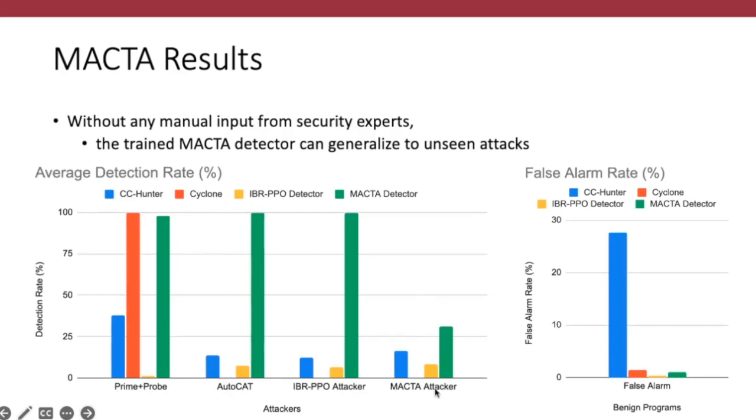For the MACTA attacker, this attacker is trained against a detector, which means it is aware of the behavior of the detector, but still our detector performs better than other detectors. The right figure shows the false alarm rate, which means if we only have benign programs, how the detector will react. We hope the false alarm rate is as low as possible. And with the multi-agent training method, we find the false alarm rate is pretty low here.